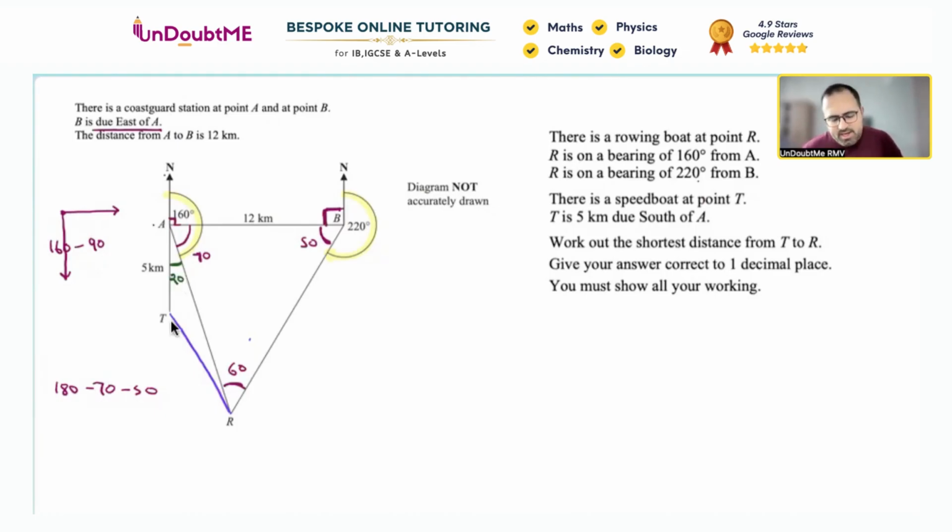I needed TR length. For that, I should have at least one more angle or one more side so that I can work accordingly. Now, based on what is given over here, I can very easily get AR. Why AR? Because AR is a part of that small thin triangle.